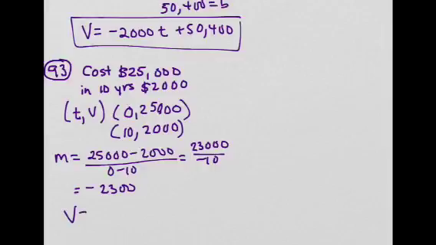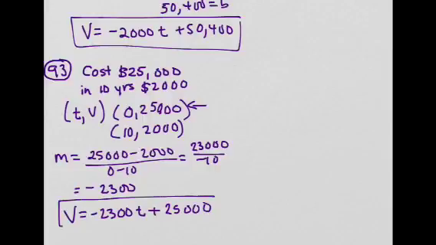V equals negative 2,300 T. And then the nice thing about the set of points that we got here is that this one right here is the y-intercept. And how do we know that? We know that because the input value is 0. So this is the y-intercept, or in this case the v-intercept, because we're not talking about x and y, we're talking about t and v. And so we're going to just use that here. This is like our b value. And here's the equation.